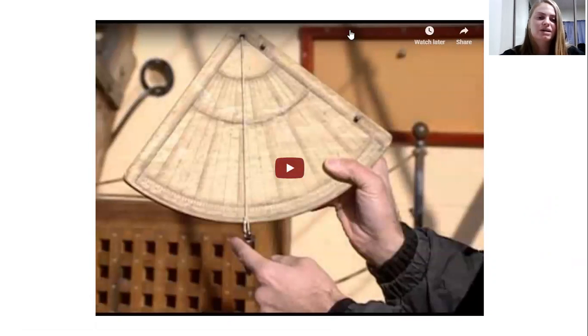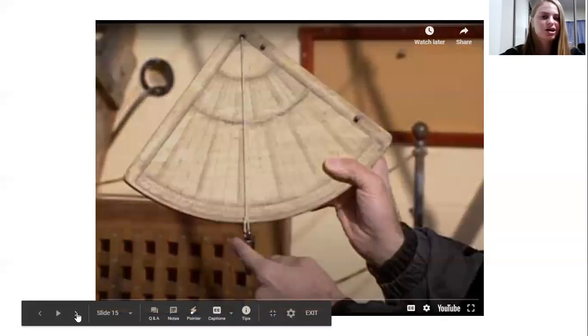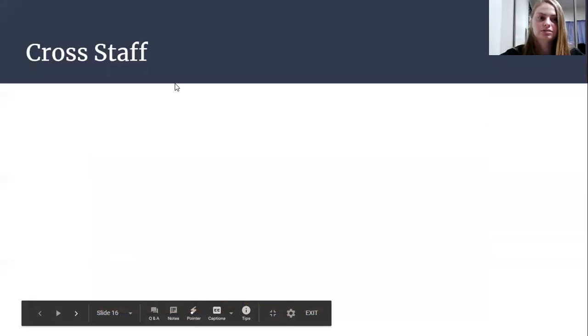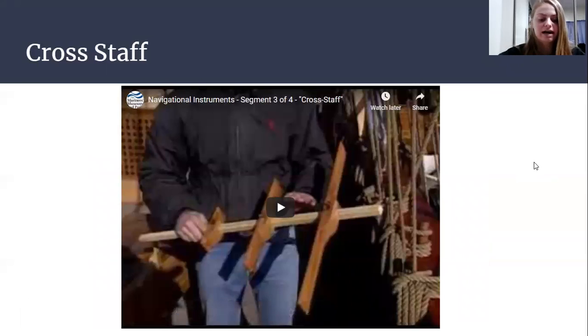All right, so in that video and in this picture right here, you can see that line right there. That's what I was talking about. Whenever you hold it up and look through the peephole, you can see that the line will hang at a certain point on that scale, and you can measure that. And I'm just going to talk about one more. I'm going to talk about the cross staff. This is just another important instrument that navigators would use while they were exploring.